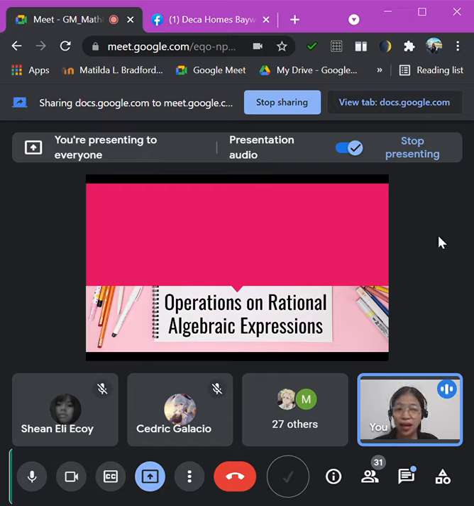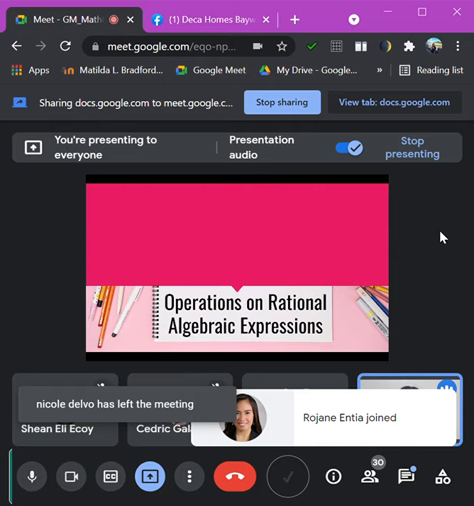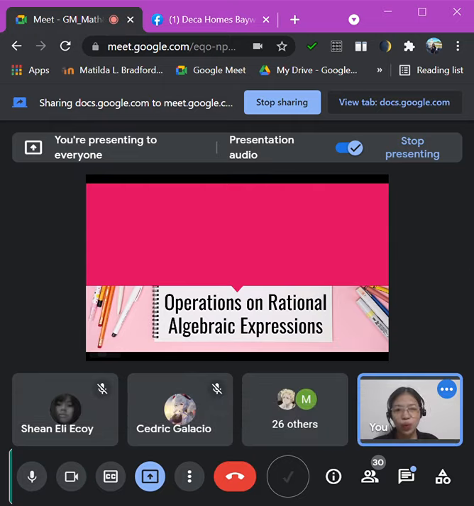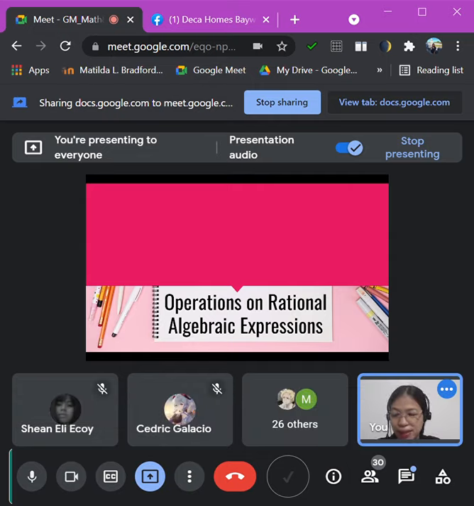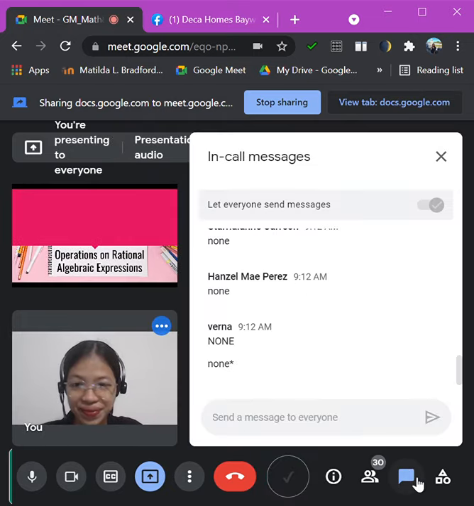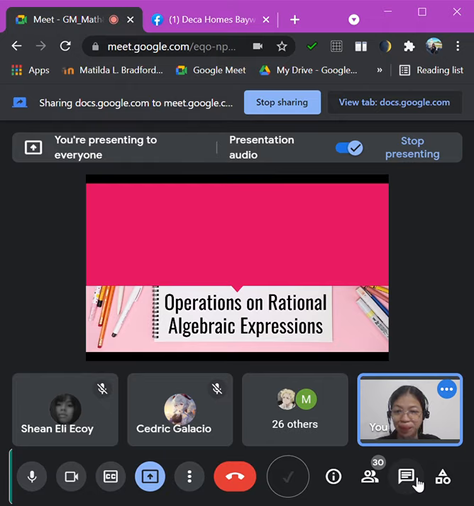Okay, so we have our operations on rational algebraic expressions. So what are these operations on rational algebraic expressions? These are our fundamental operations. So unsa itong mga four fundamental operations class? We have... unsa man ato mga four fundamental operations?